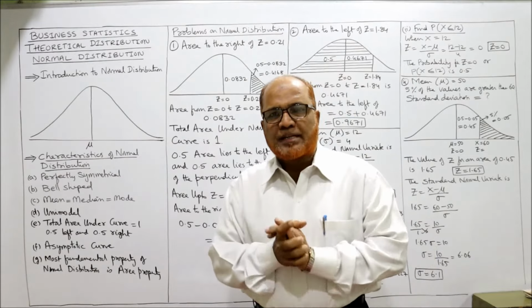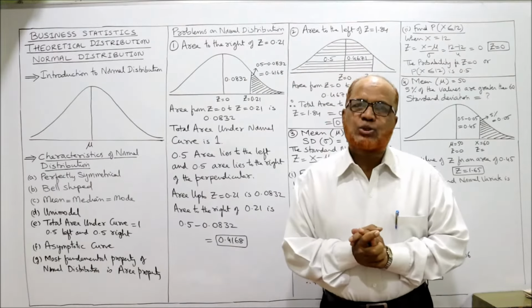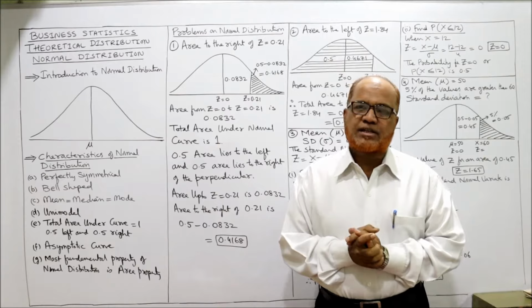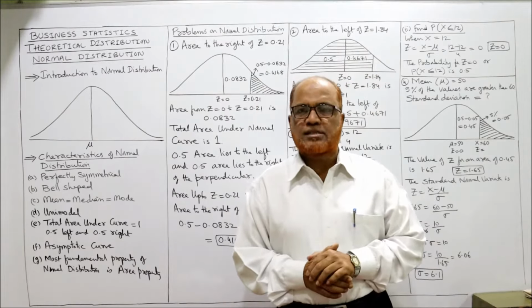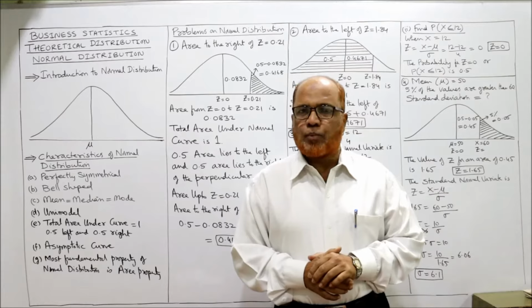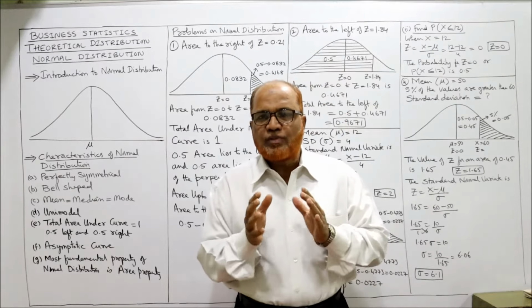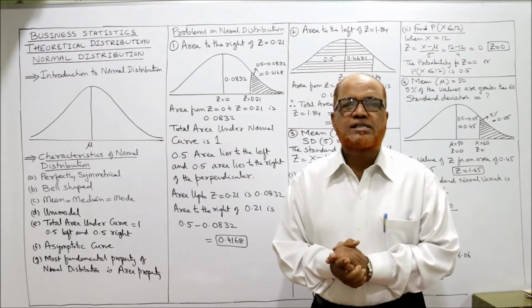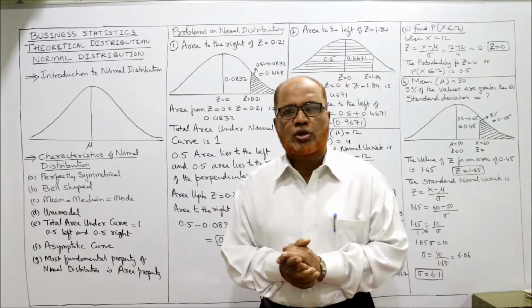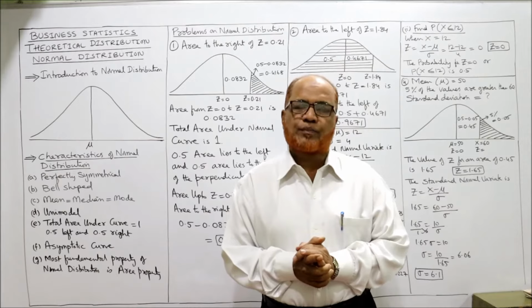So we are doing the subject Business Statistics 2. In this subject we have already completed two discrete probability distributions, that is binomial distribution and Poisson distribution. Now in this video we'll start the last and final theoretical distribution, that is the continuous probability distribution called normal distribution.